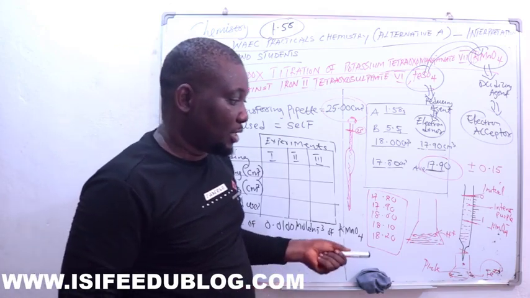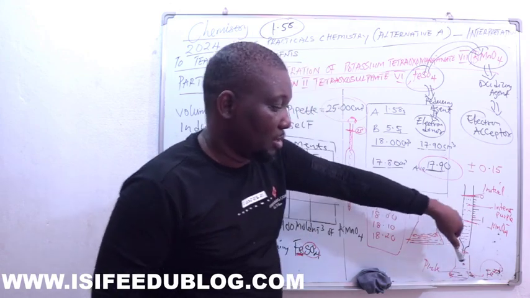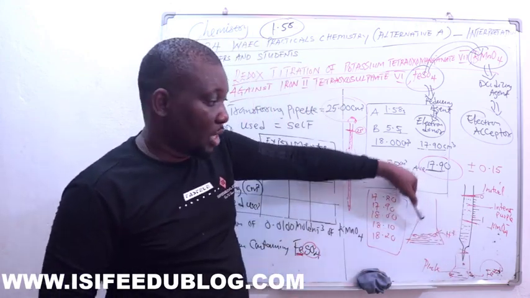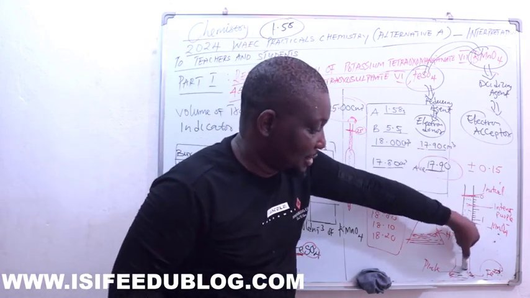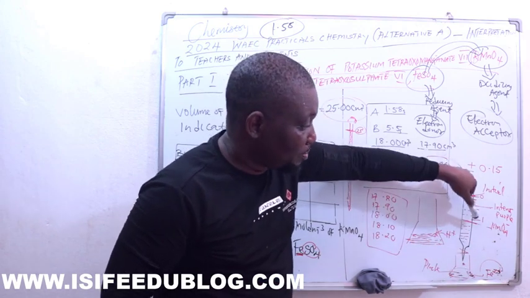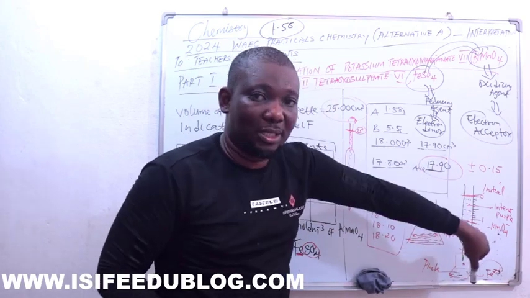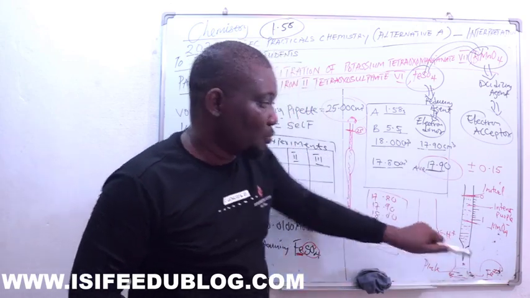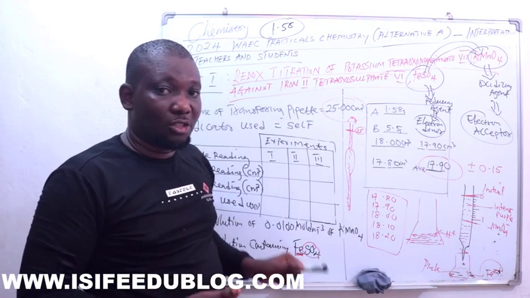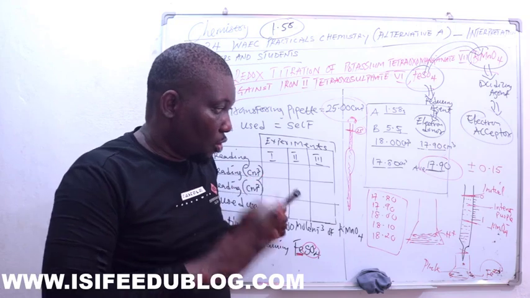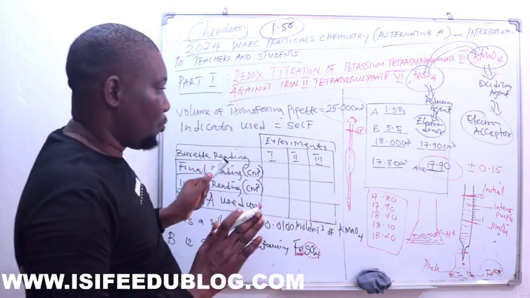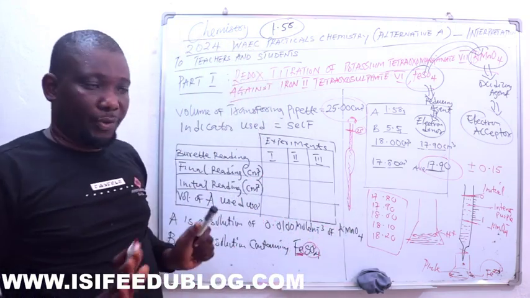Okay? So that is to say that there is no more ion in the mixture that is reacting. That means that there is an excess reactant in the mixture. That is why that particular pink color has to persist. So this is where the end point of titration occurs. Okay? So this is what we are going to do in this video.